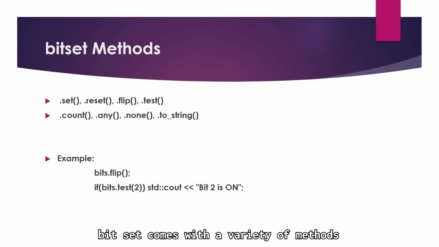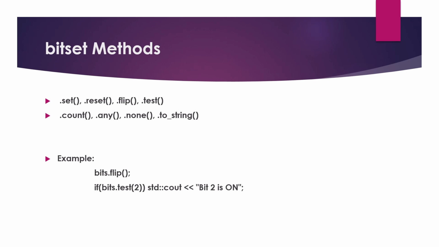bitset comes with a variety of methods for manipulating bits. For example, .set lets us set specific bits to 1, while .reset sets bits to 0. .flip inverts the current state of the bits, and .test checks whether a bit at a specific position is set. Additionally, .count counts how many bits are set to 1, and methods like .to_string help us to convert a bitset back into a string for easy display or debugging. These methods make bitset incredibly versatile for bit-level tasks.